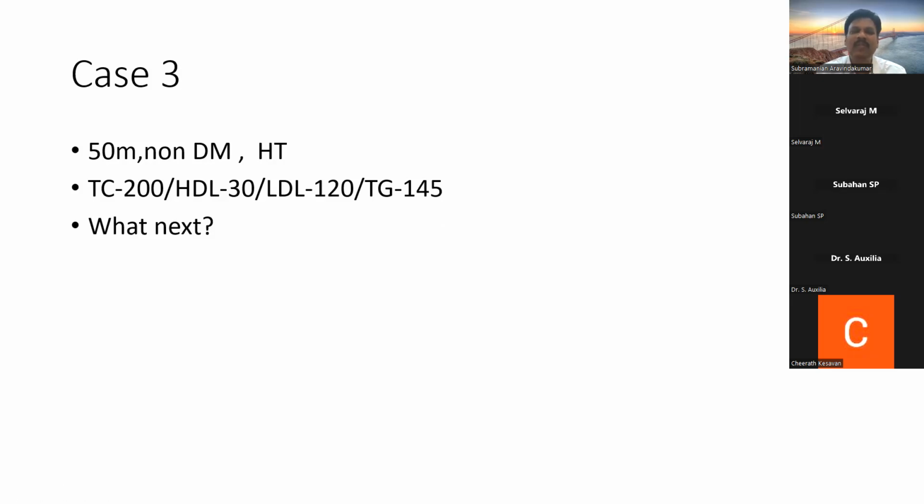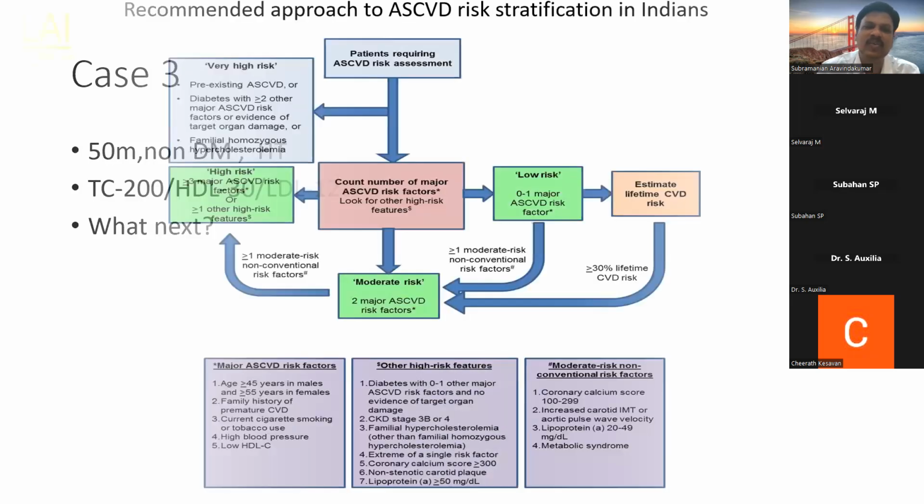So it means that more of normal density LDL is there. 120 is almost normal density. Non-diabetic, so risk is much lesser. No coronary disease, target organ disease risk is much lesser. So this is a low risk individual case.